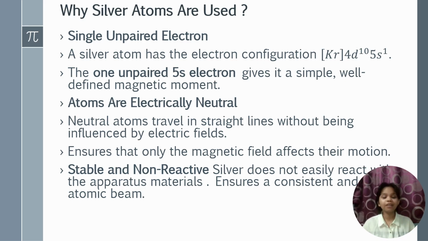Besides that, the silver atom is electrically neutral and behaves similarly to a noble gas configuration. That's why it is also very stable and non-reactive. So silver does not easily react with any other apparatus materials, and it ensures that the result of the experiment is not hindered by any other element. Also, since the atom is electrically neutral, it will only be affected by the magnetic field and not by anything else.